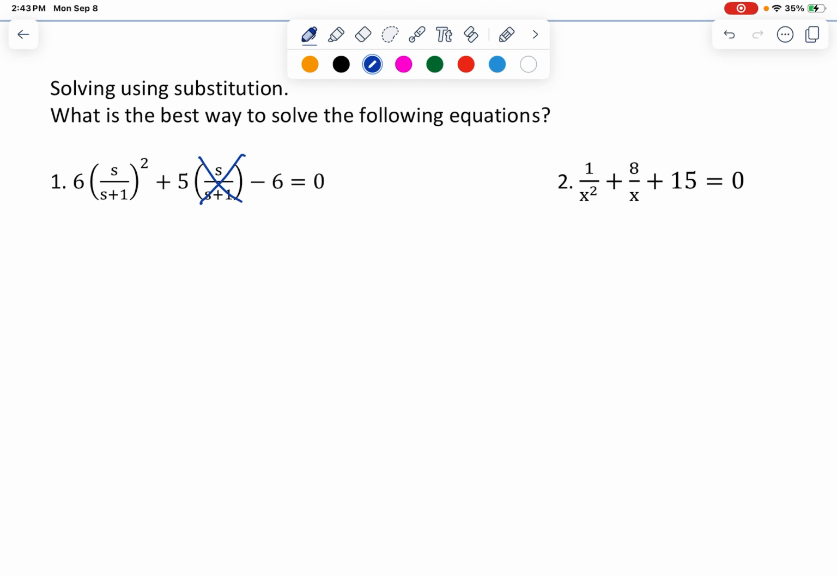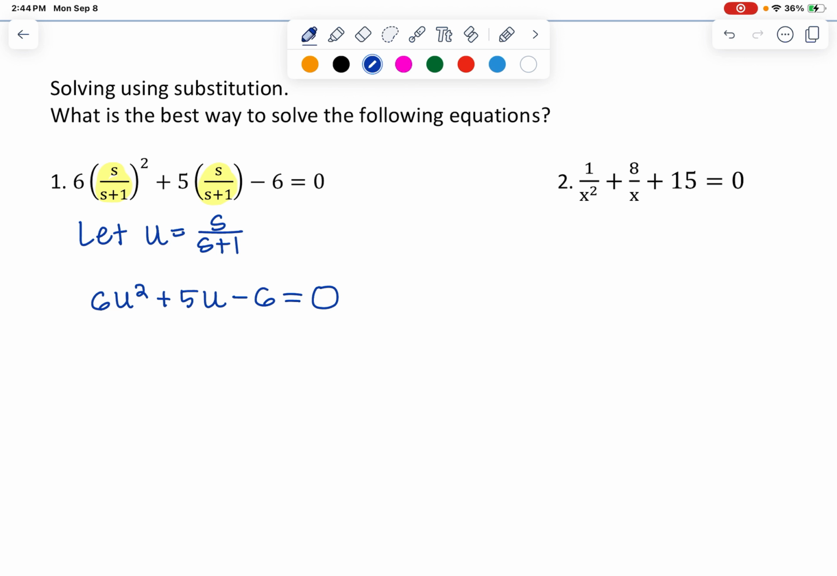Now, I said, wouldn't it be nice if this was x and this was x, so it was 6x squared? We don't tend to use x's because a lot of times the problem already has x in it. So what we use instead is the letter u. So it's called U-Substitution. We're always going to start off by saying let u equal, and then you write down what you're going to put u in place of. So that's going to be s over s plus 1. Every time I see an s over s plus 1, instead I'm going to write u. So we have 6u squared plus 5u minus 6 equals 0. And now we're going to solve this.